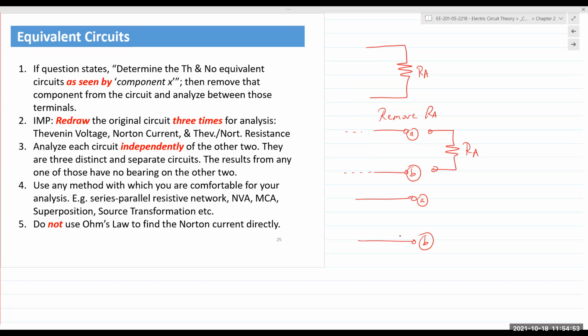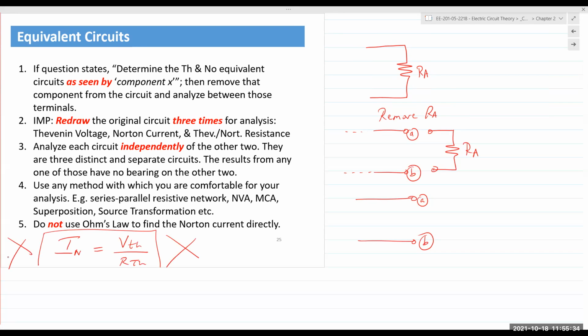What I don't want students to do is to use Ohm's law to find Norton current directly from Thevenin resistance and Thevenin voltage. So when I say do not use Ohm's law, what I'm saying is do not use this: IN is VTH over RTH. Do not use this. Okay. You can use Ohm's law within your analyses to determine the values. That's fine. But at the higher level, I do not want anyone to use Ohm's law to find Norton current directly from here. There are 3 separate analyses.